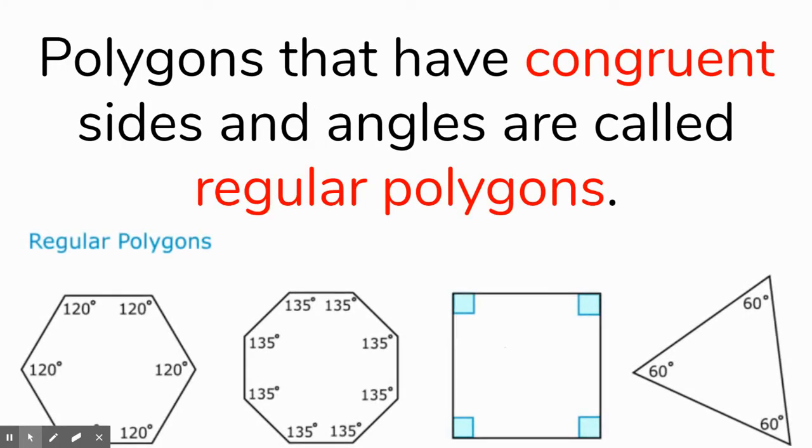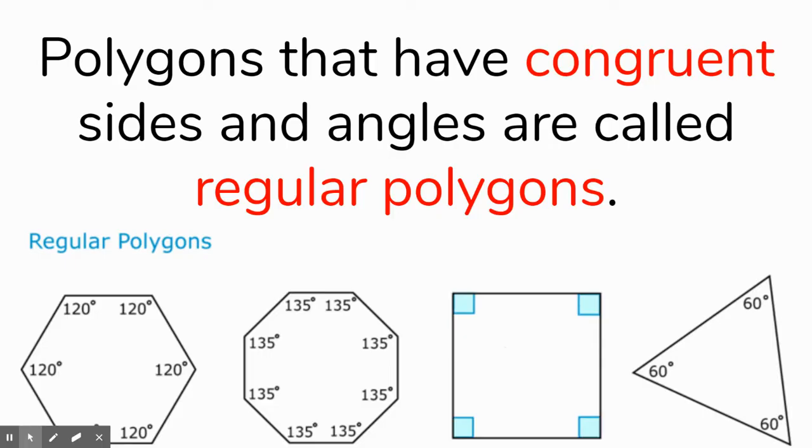Here are some other examples of regular polygons. You have a regular hexagon on the left. All sides are equal. It shows us the measurement of all the angles. They're all 120 degrees. We have a regular octagon. We have a regular quadrilateral or a square. And then we have a regular triangle. All of them have the same angles. They all match. All the sides are the same.